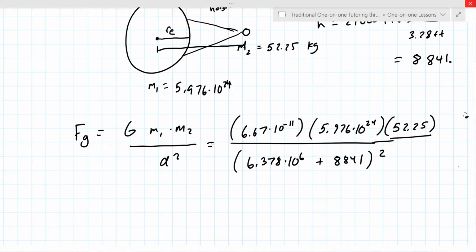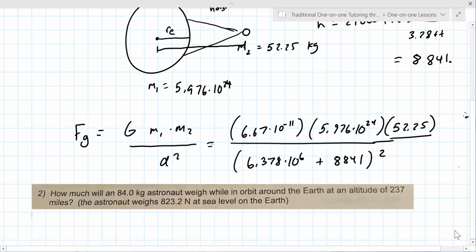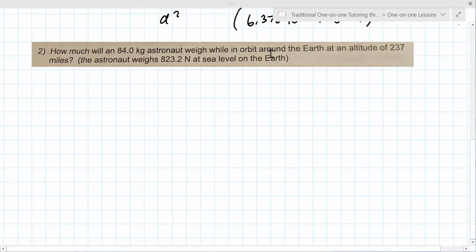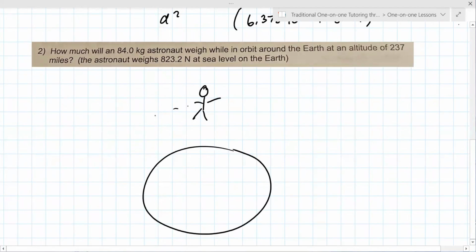All right, number 2. So to your concern, what is really important about these is setting up a picture. And the picture needs to be only good enough that you understand what is happening. So we have an astronaut who is in orbit around the Earth. So again, not to scale, but here's the astronaut, here's the Earth, and they're going around it. Is that clear? Somewhat clear?